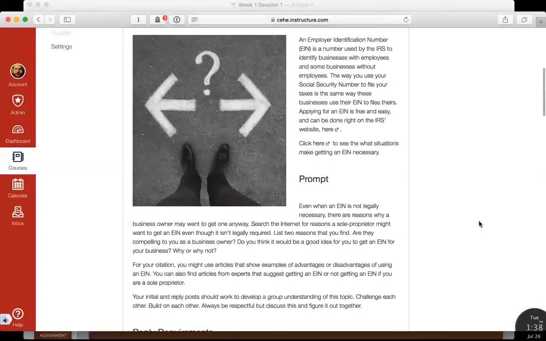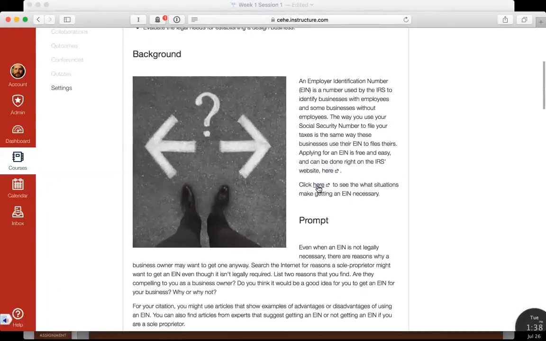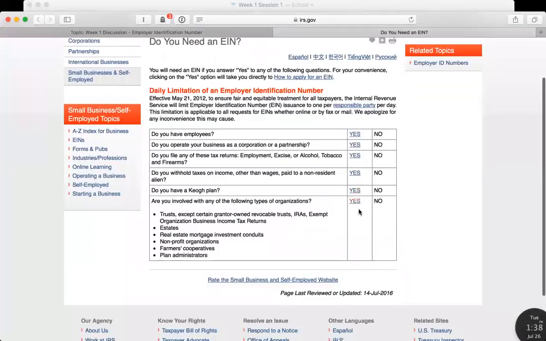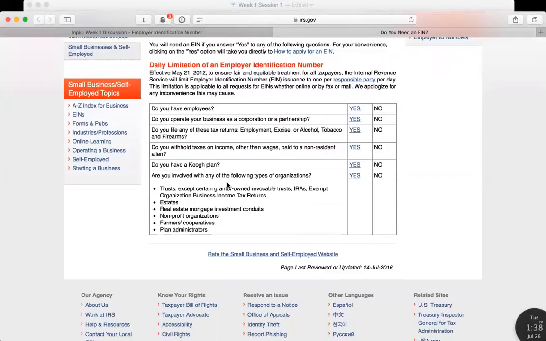So if you come up here and we click on what situations make getting an EIN necessary, basically if you answer yes to any of these things, you have to have an EIN. If you have any employees, you have to have an EIN. If you're operating your business as a corporation or as a partnership, you have to have an EIN. If you have any tax returns for unemployment, excise, alcohol, tobacco, or firearms, you need to have an EIN. I don't know what graphic designer would be selling firearms, but you need to have an EIN. Do you withhold taxes on income other than wages paid to a non-resident alien? To do that, you need to have an EIN.